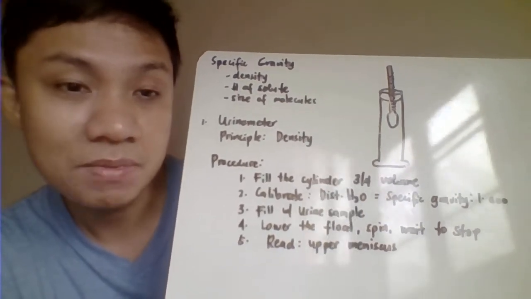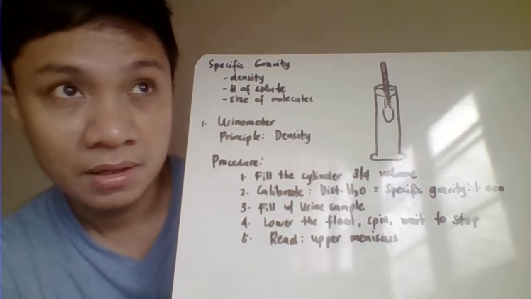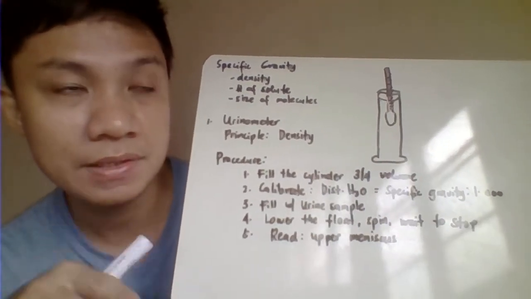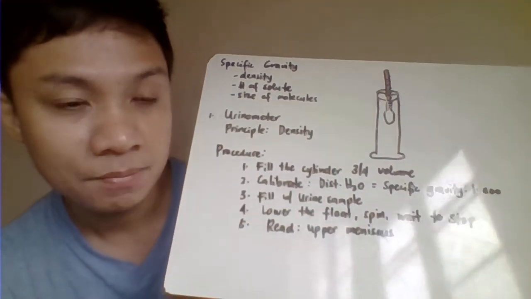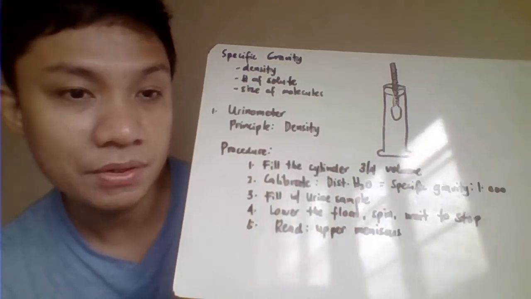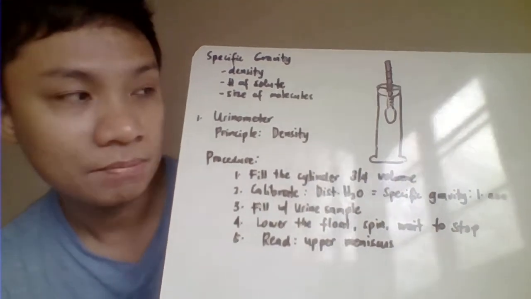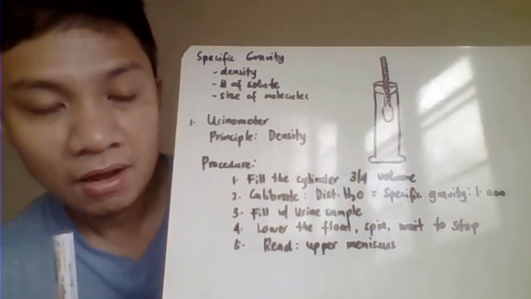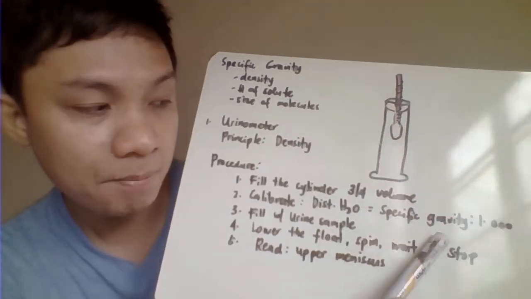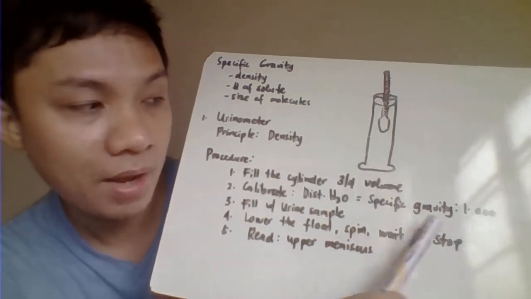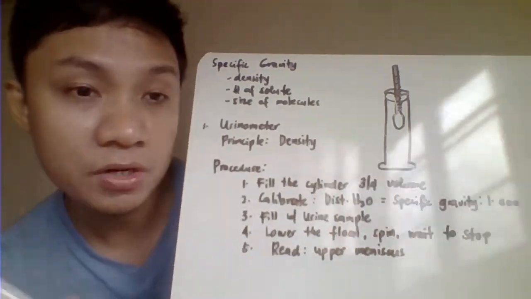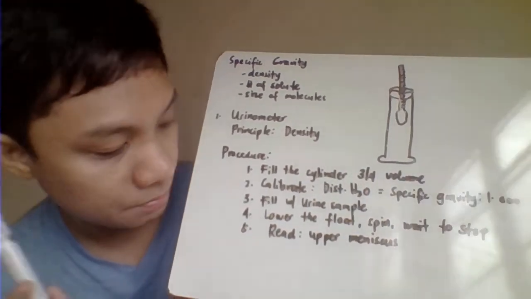Sa reagent strip natin, 0.005 ang kanyang interval. Like, ang reading niya, 1.005, 1.010, 1.015, 1.020. Okay, remember that before you proceed with your test sample here, dapat ang distilled water reading natin ay 1.000. If not, may defect ang ating urinometer, you should not proceed with your testing process.